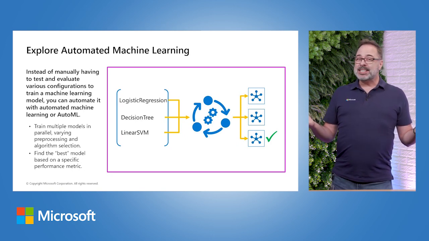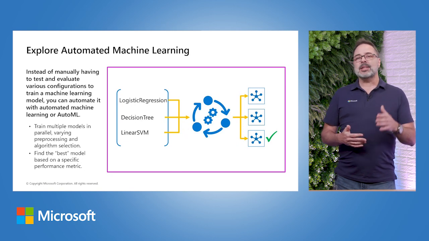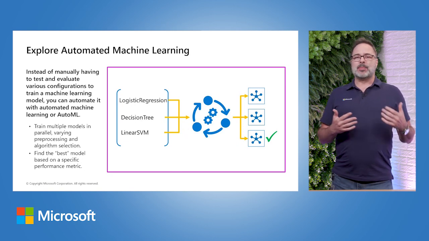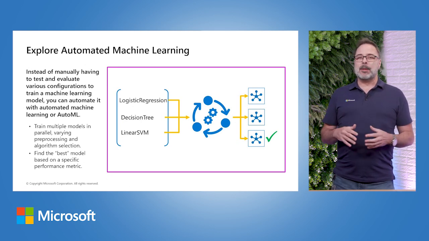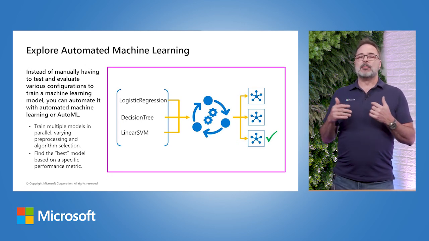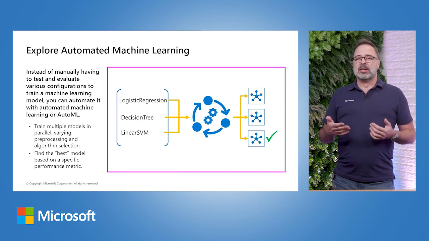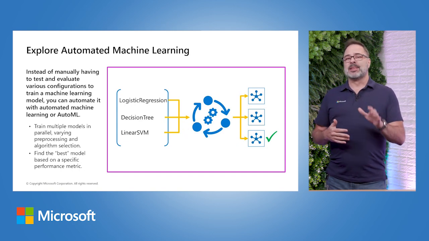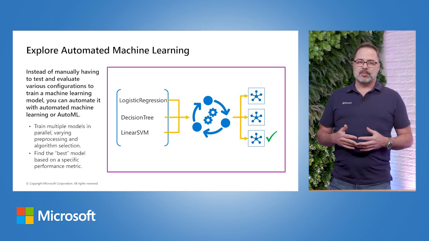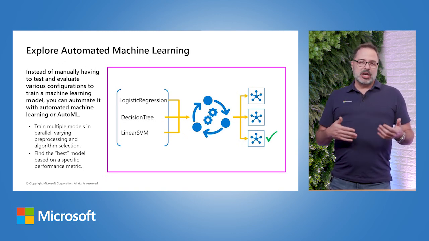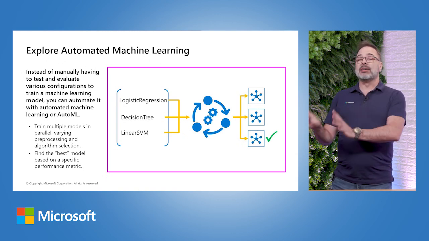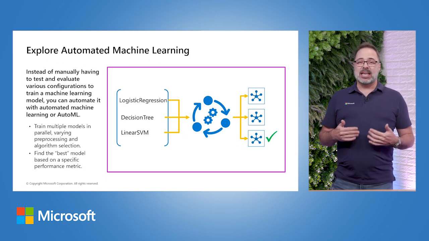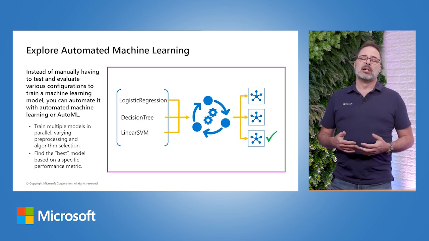So, wouldn't it be nice if we could simply throw compute at the problem? In other words, what if we ran multiple experiments with different configurations, such as different algorithms and different settings, all at the same time, and we let the service evaluate the models that are built from each experiment run to determine the best model for our situation? That's exactly what automated machine learning does. In essence, we can kind of brute force the problem by running many experiments with different configurations all at the same time. And at the end of it, we can see which model performed the best and how it compared with the other models that were built.